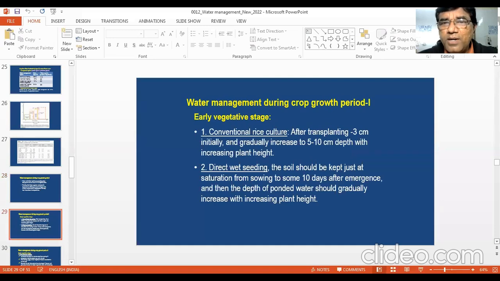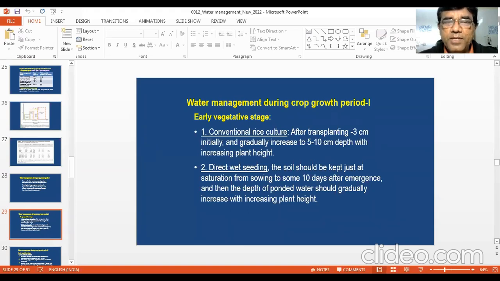So how to manage the water during crop growth period? What can be done during early vegetative stage? In conventional rice culture, how to manage the water during early vegetative phase? So after transplanting, 3 centimeter water should be kept initially, means at the time of transplanting till seedlings establish in soil.